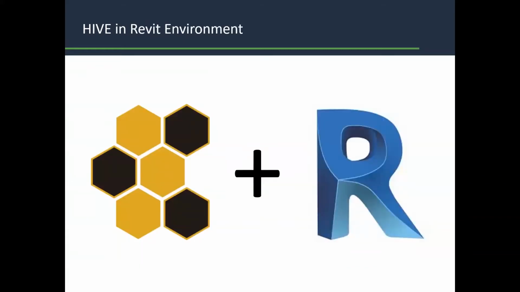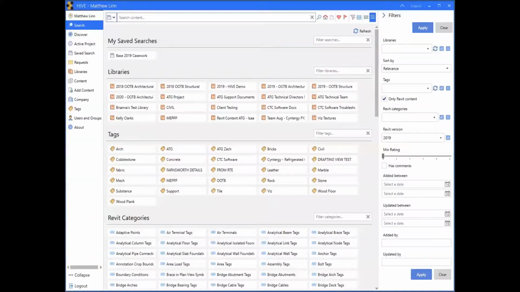Next, we're going to take a look at HIVE through the lens of a Revit user. HIVE offers a Revit add-in that allows you to access HIVE directly from the Revit ribbon. And when accessed in this method, a few more options are available that are specific to the Revit user. At first glance, this may look very similar to the HIVE interface that we just reviewed. That's because it is very similar. It has all of the same functionality of a non-Revit user, plus it has some additional features.